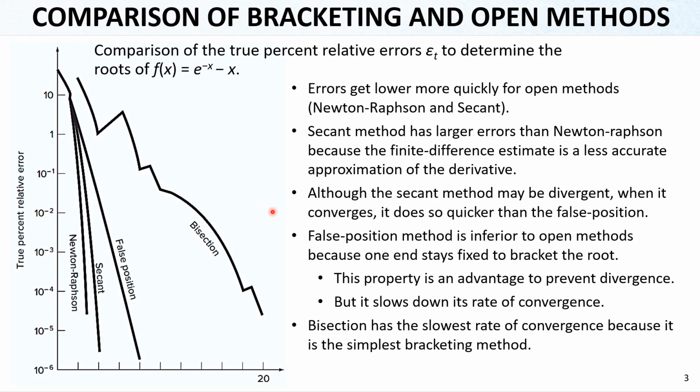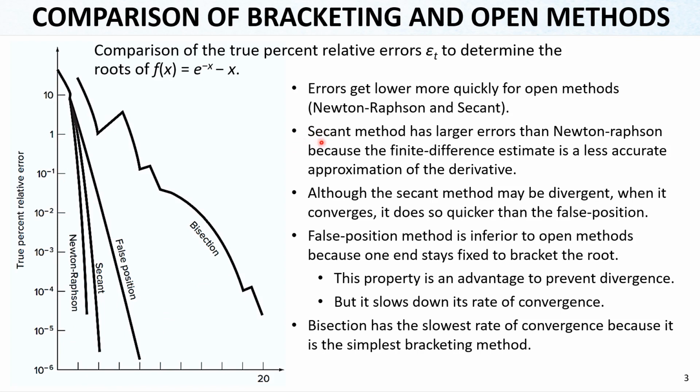So let's investigate this. You can see, first of all, errors get lower more quickly for open methods. So you can see that the errors are quickly going down for secant and Newton-Raphson. That means if a root is being estimated with a convergence, for example, for this function, it's converging to a value for all of these. And if it is converging for secant and Newton-Raphson, they are going much faster than the bracketing methods.